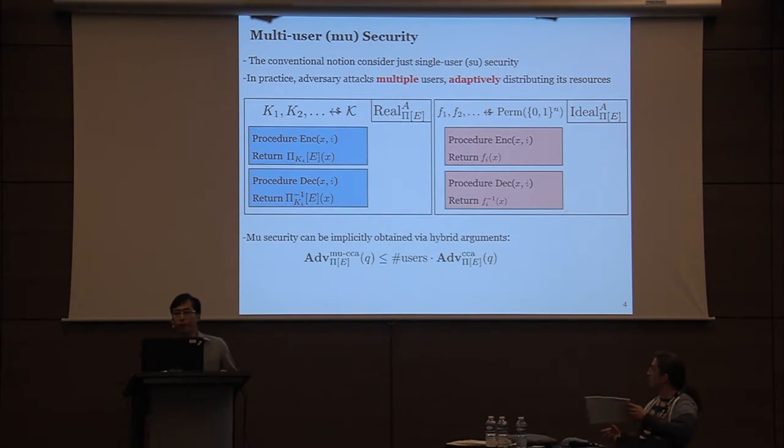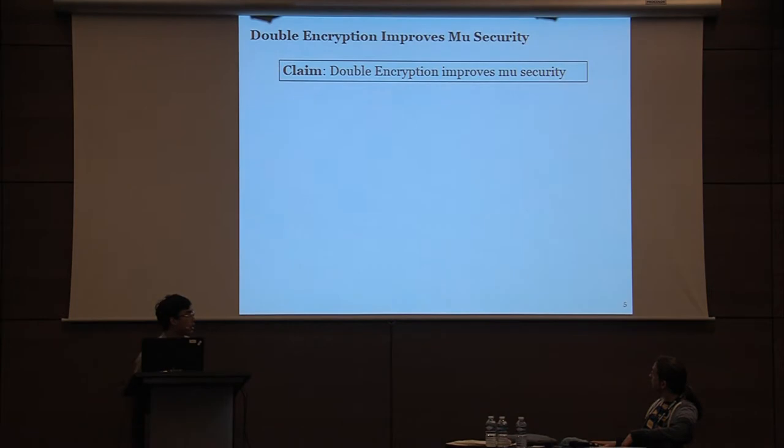The mu security can be implicitly obtained from the single-user setting by a hybrid argument, but now security degrades proportionally to the number of users. This artificial degradation, however, can be pretty loose in some settings. So recall that according to the conventional wisdom, double encryption is useless. But that's because we look at just the single-user perspective. So we argue that if we instead consider multi-user security, then double encryption does improve security substantially.